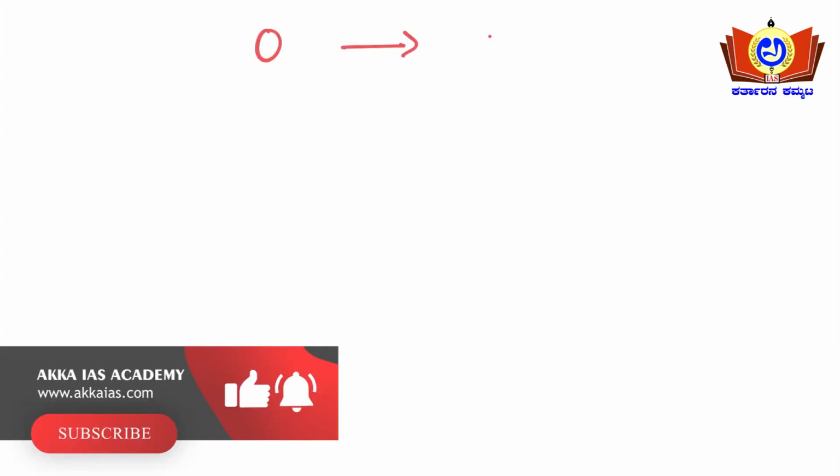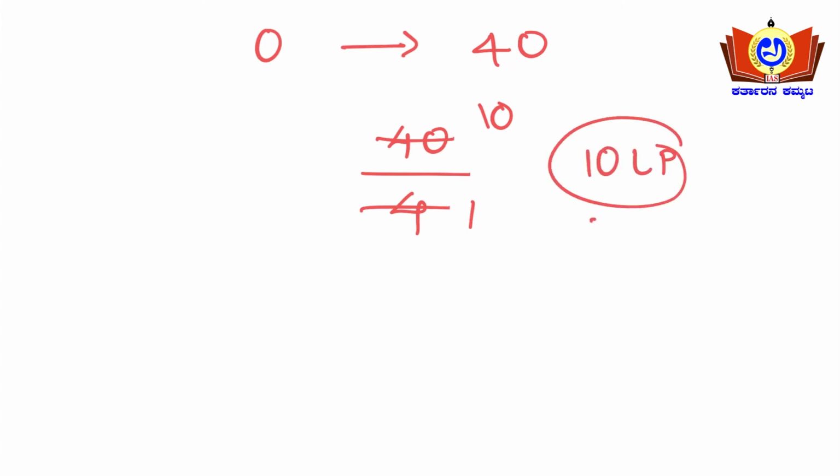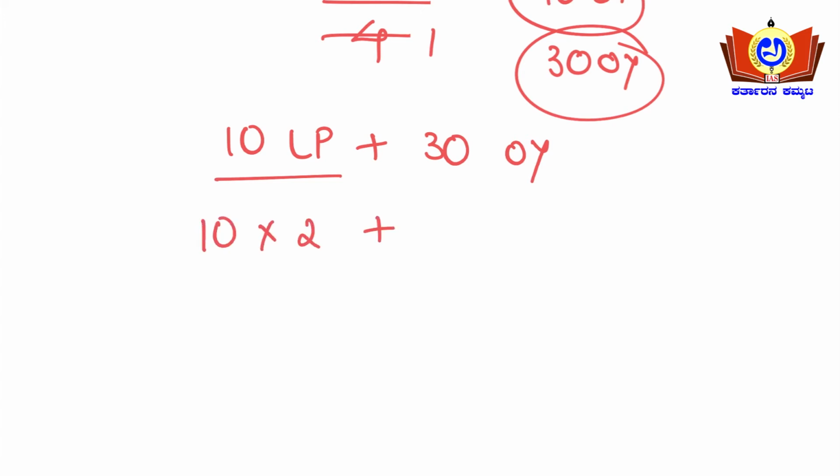If the question asks you to calculate between 0 to 40 years, what you do here is divide this 40 by 4. So 4 tens are 40, so 10 leap years will be there and 30 ordinary years will be there. This is the formula here. So 10 leap years plus 30 ordinary years. In each leap year 2 odd days will be there. So 10 leap years into 2, plus 30 ordinary years, and in each ordinary year one odd day will be there.